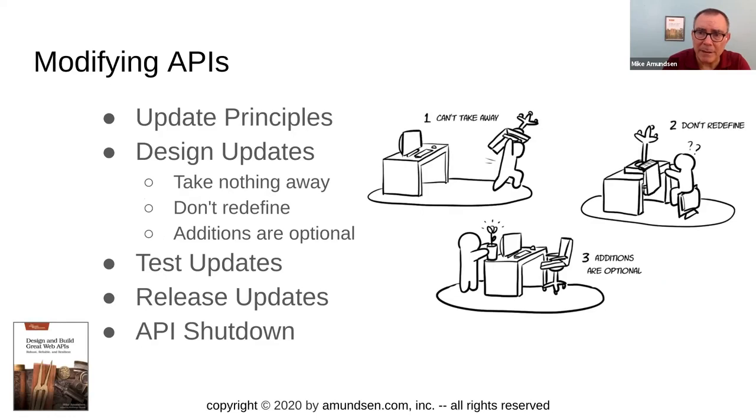You can't redefine things. You can't invent new reasons to use the third argument. It used to mean the number of users. Now it means the number of pages. No, that's going to break somebody.